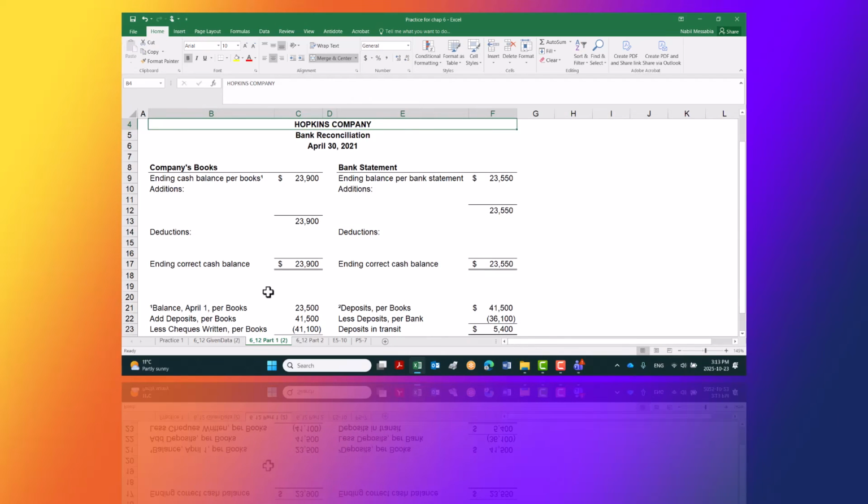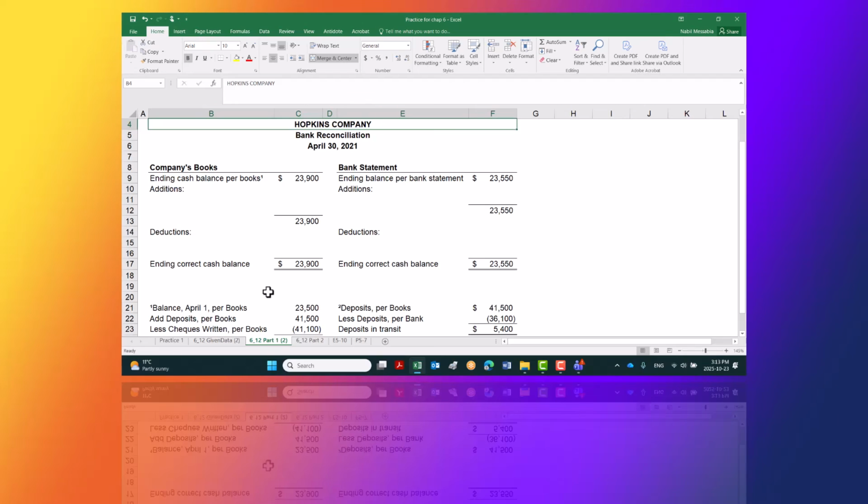Which side? Which of the two parties? This is us, and this is our bank. Which of the two parties ignored the $41,000 of outstanding checks? The bank. So it should be here. The goal of this reconciliation is to complete the missing information. The bank does not know that we have issued $4,100 of checks. So it has to be added on this side.